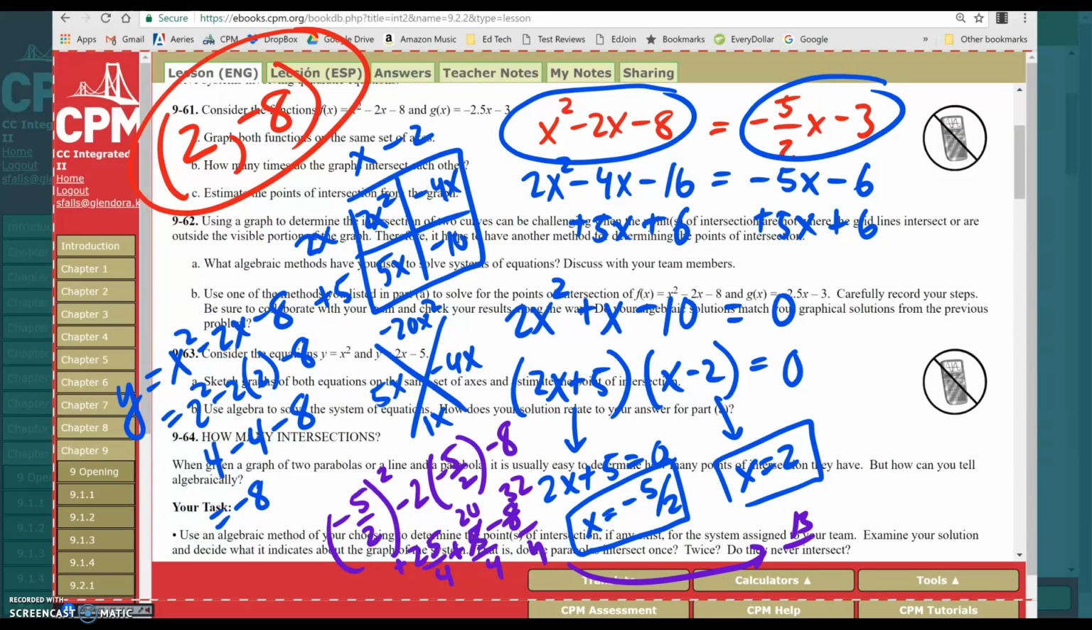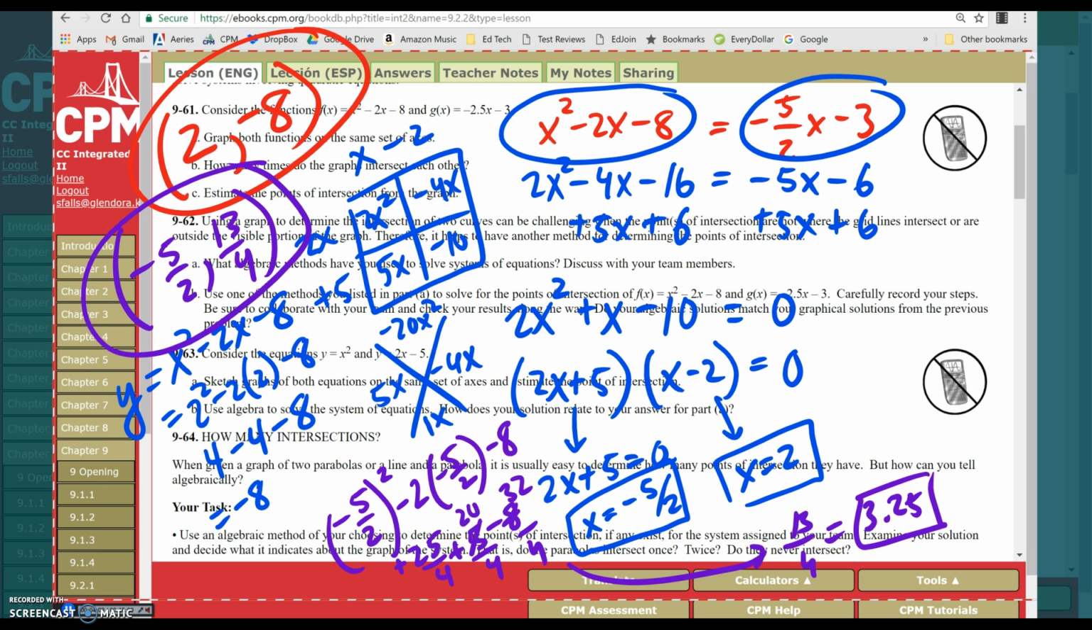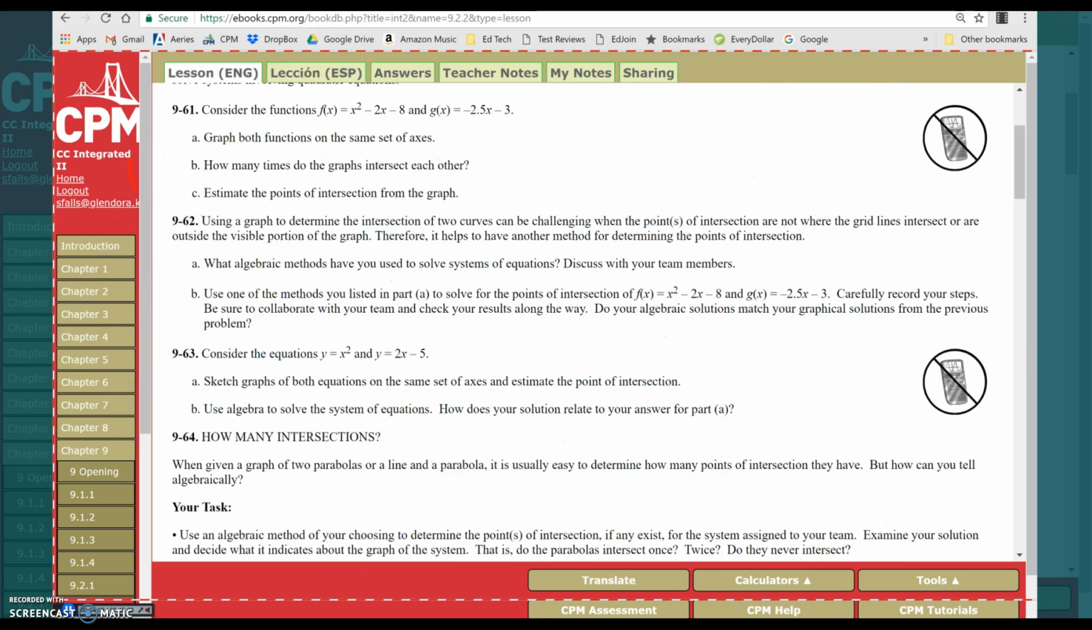Hopefully that's right. If you put it into a calculator, that should give you 3.25, which is just 3 1/4. So that is our second coordinate, which would be when x is negative 5 halves. When I substitute that in, I get a y coordinate of 3.25, or 3 1/4, or 13/4. So those are the two solutions for this system of equations. It's where the parabola and the line intersect at two different points. Okay, so that's that one.